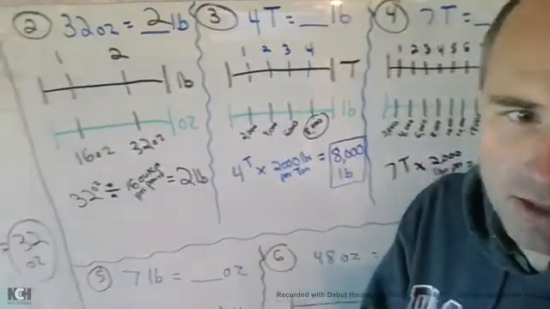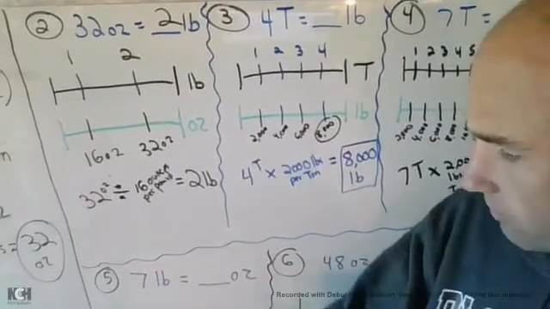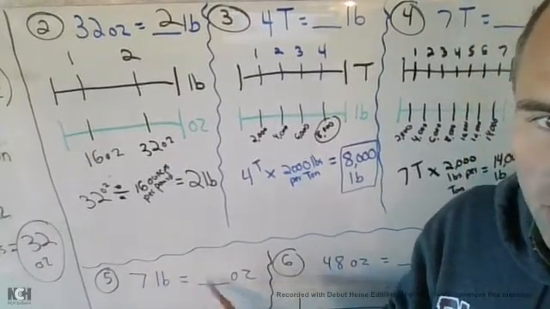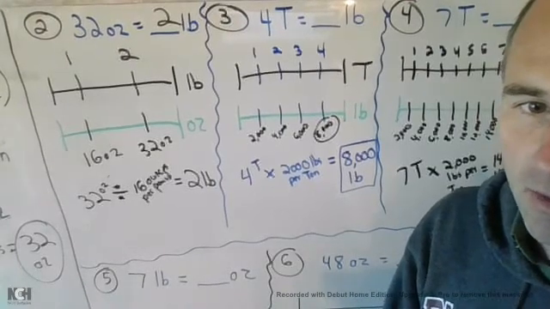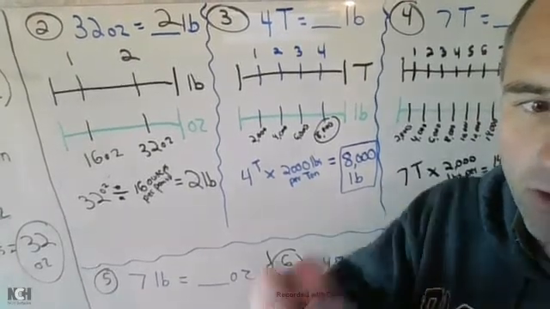All right, now go ahead. Let's do number 5 down here. 7 pounds equals how many ounces? I'm not going to show you my number lines that I made. I want you to see if you can make them on your own. Go ahead and do that now.